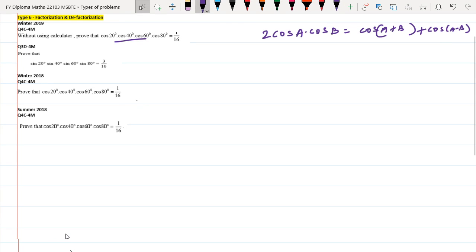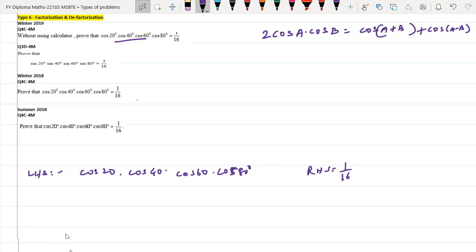The problem states: prove that the left hand side is equal to the right hand side. Your left hand side is cos 20 into cos 40 into cos 60 into cos 80, and the right hand side is 1 by 16. As always in trigonometry, the answer is already given, so you just have to prove it. You have to make sure the left hand side eventually comes to 1 by 16, and if it's not coming, then you're doing something wrong, which is a good thing because you know the answer.